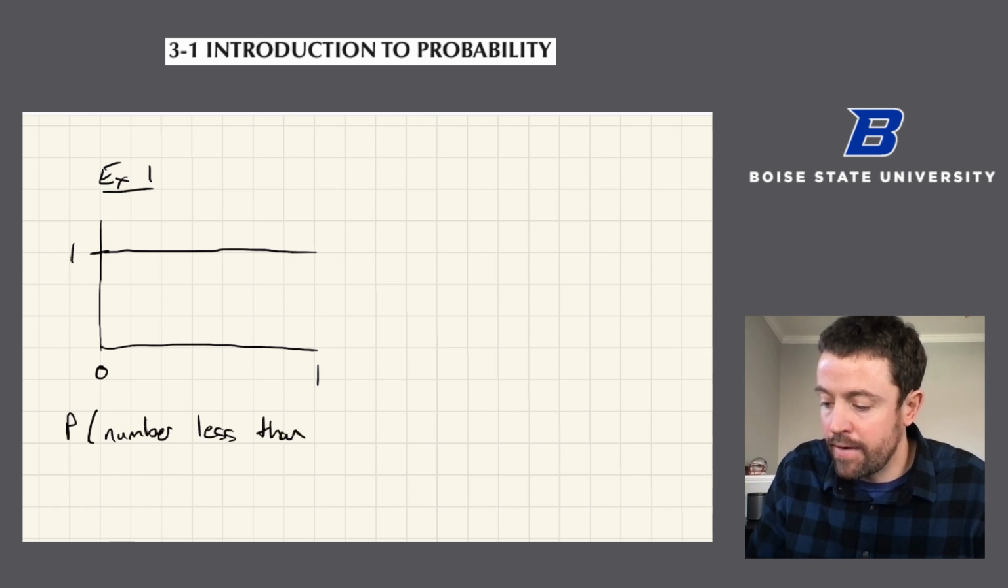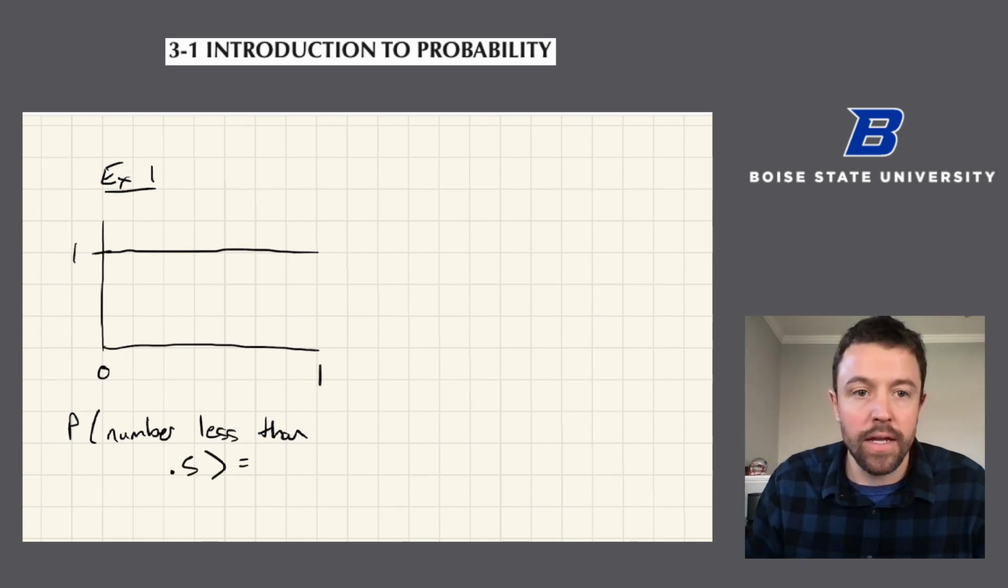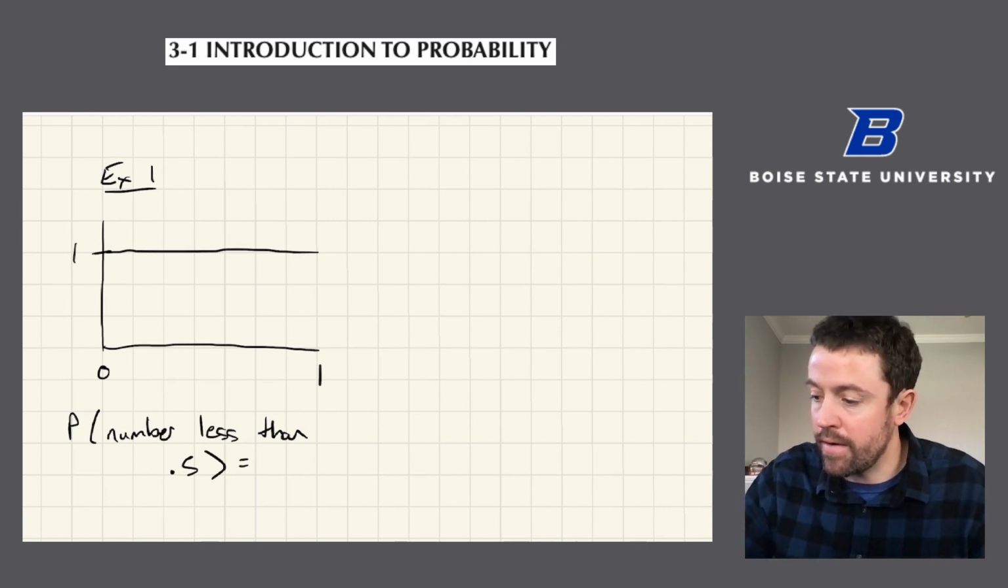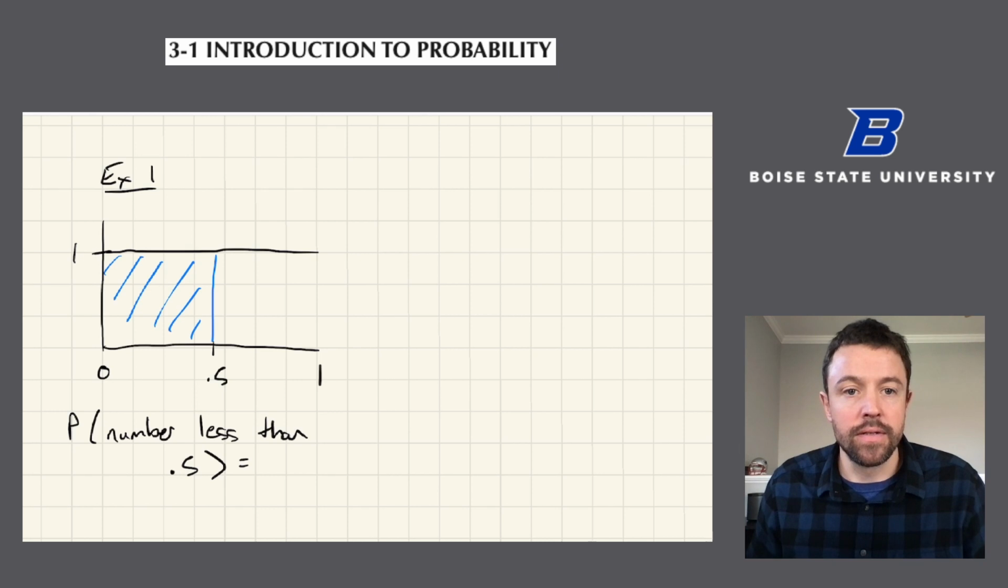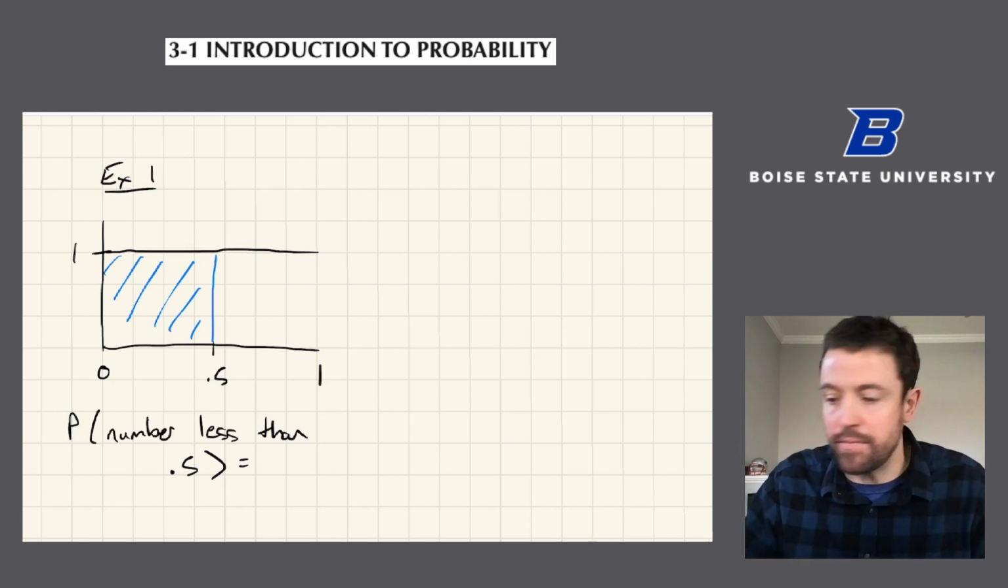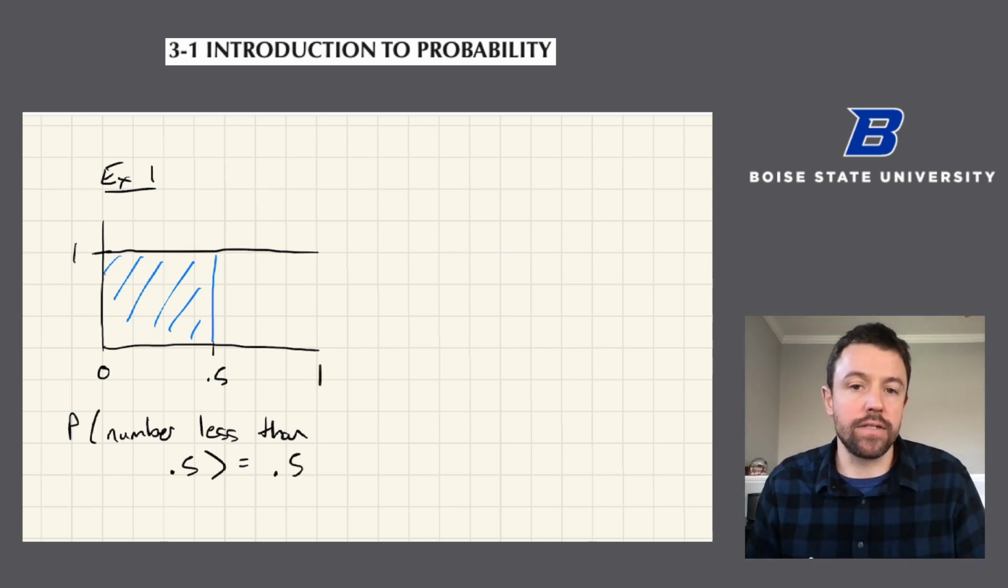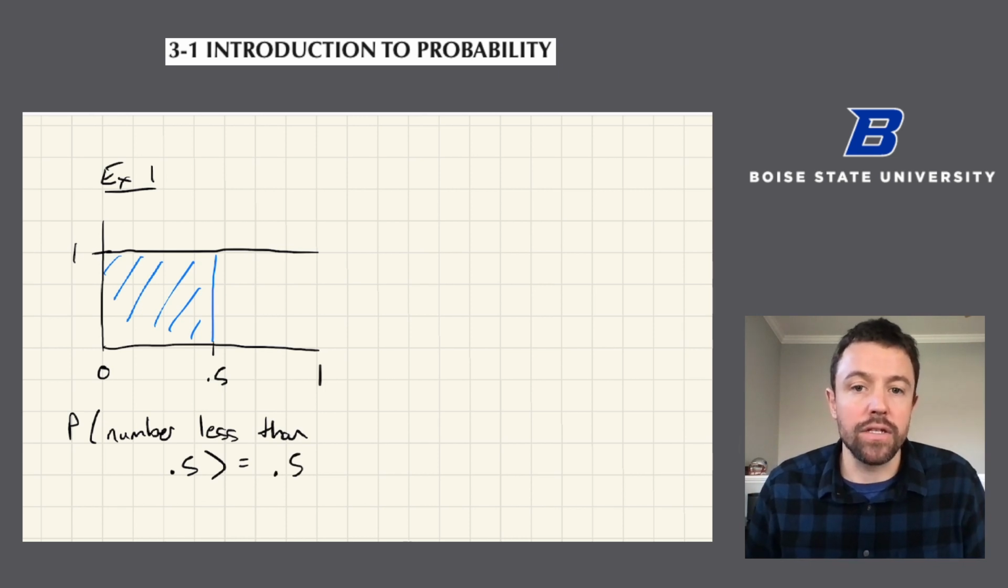And then if I wanted to know more specifically the probability of a number less than 0.5, what I would do is shade in the area between 0 and 0.5. And this area that I'm shading in blue represents this probability. This area is a half because this is a uniform distribution. It's a flat line. The base length is a half. The height is 1. And so the area of that rectangle is 1/2.